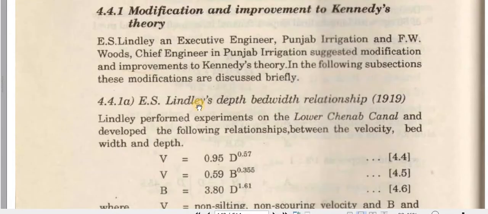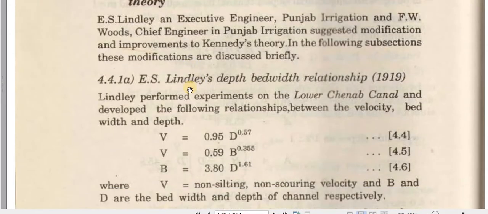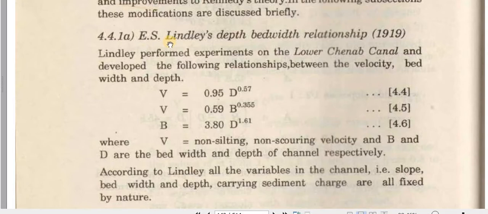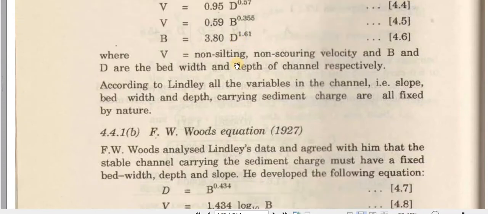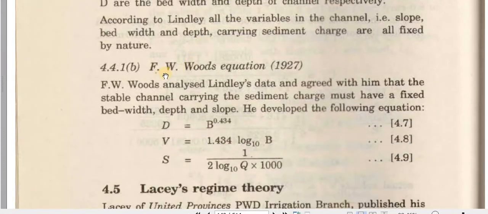Then modification and improvement to Kennedy theory. The first modification was made by E.S. Lindley, and he introduced that V has direct relation to D, and velocity has direct relation to bed width, and bed width has direct relation to depth of the channel. And the second modification in the theory was made by F.W. Woods, and he analyzed Lindley's data.